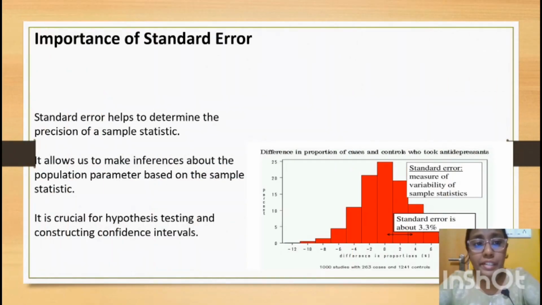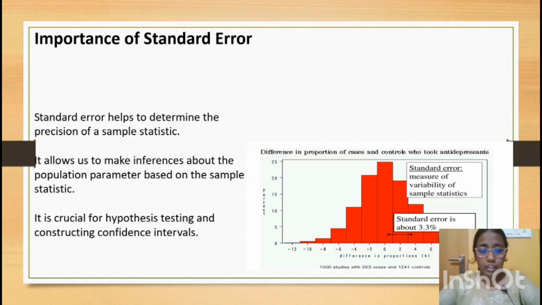So let us see the importance of the standard error. Standard error helps to determine the precision of the sample statistics. It allows us to make inferences about the population parameter based on sample statistics. It is crucial for hypothesis testing and constructing confidence intervals.